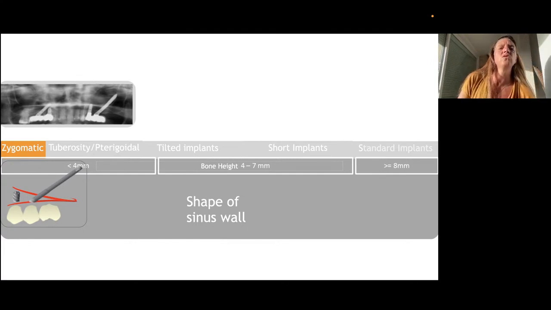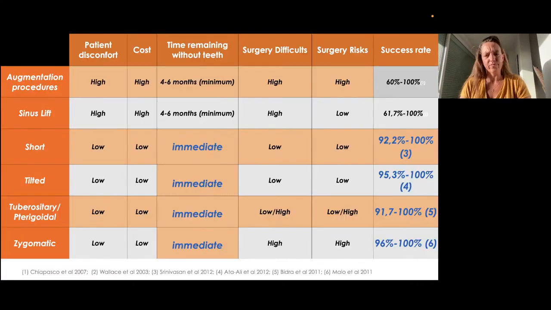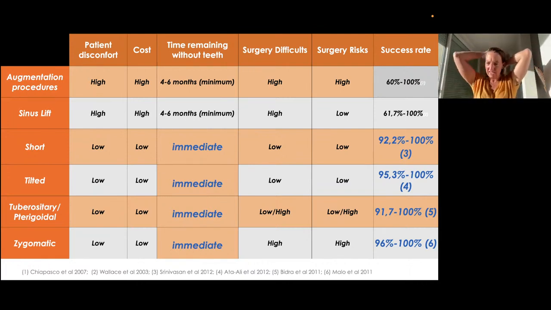It's also a solution when you lack the bone in that posterior area. Zygomatic implants have high success rates, as you know, but have higher surgery risks, and it's a more demanding surgery. So from this table, you can understand what surgical possibilities you have to rehabilitate the posterior area of the maxilla.